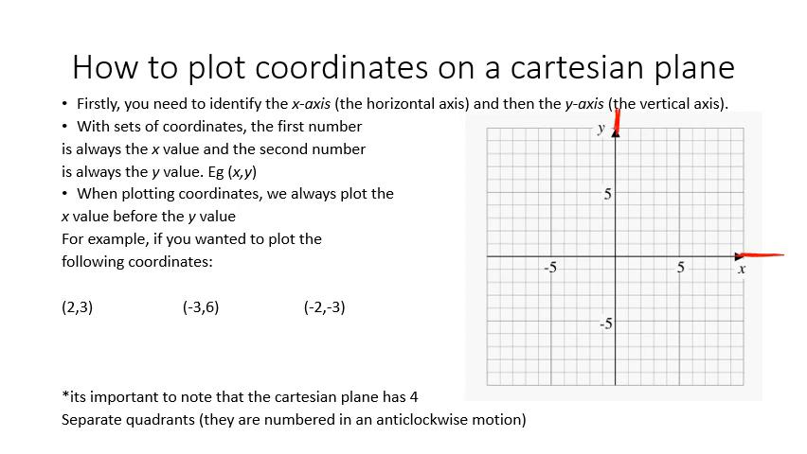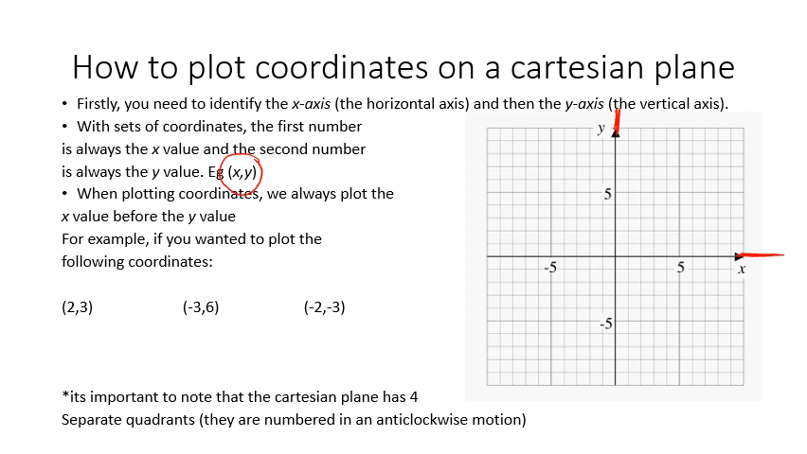When you are plotting coordinates, okay, coordinates always come in the form of x comma y, where your first numerical value is always your x value or your x coordinate, and the second numerical value is always your y value or your y coordinate. And we always plot our x value before we do our y value. I'm going to do some examples and show you what I mean.